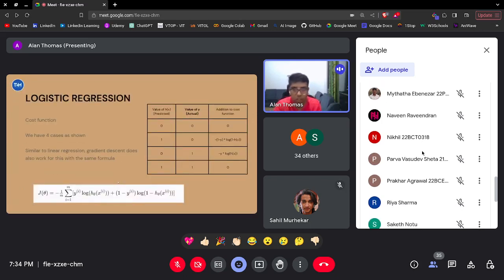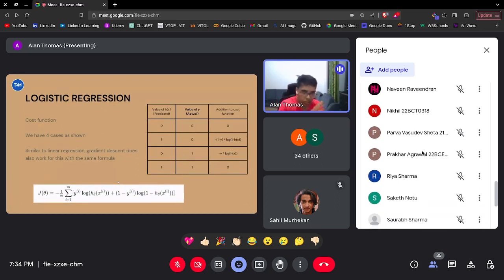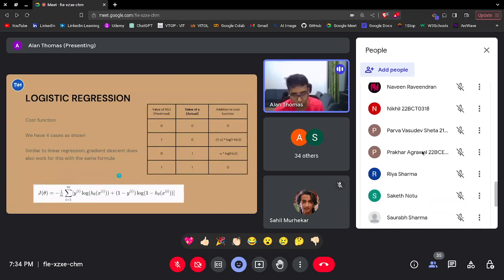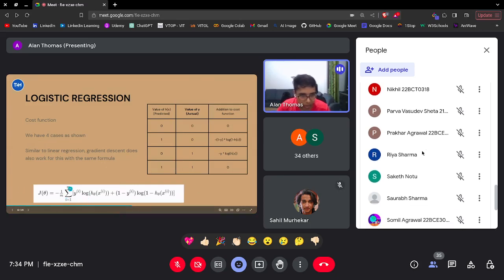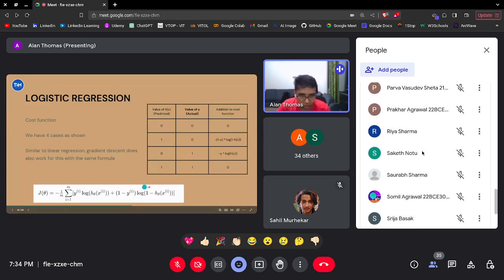Okay. Like I said, I showed you the cost function for linear regression, but I'll show you the cost function for logistic regression also. So this is the cost function for logistic regression. It is minus 1 by m, and you do this operation for all m training examples.